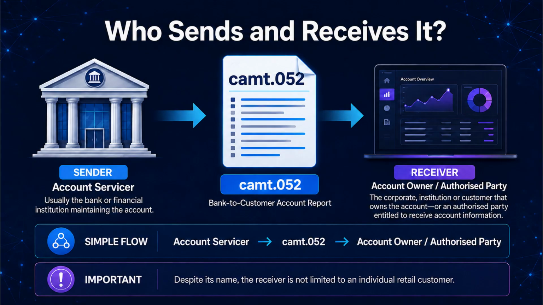Who sends and receives it? The sender of camt.052 is the account servicer. This is usually the bank or financial institution that maintains the account. The receiver is normally the account owner, a corporate, institution, or customer that owns the account. The report may also be sent to another authorized party entitled to receive the account information. So, the simple flow is: account servicer sends camt.052 to the account owner or authorized party. Despite the term bank-to-customer, the receiver is not limited to an individual retail customer. It may be a corporate, financial institution, or other eligible account owner.